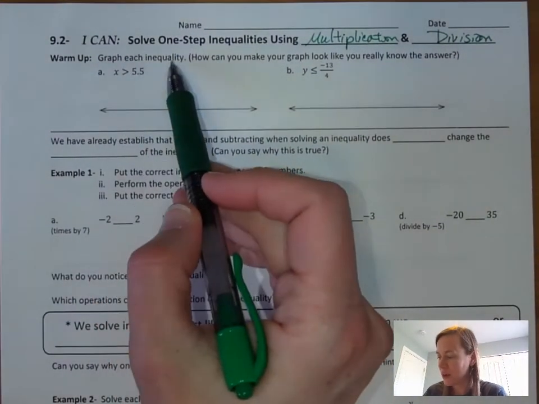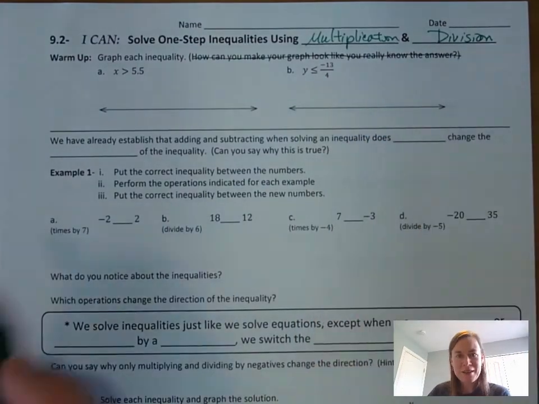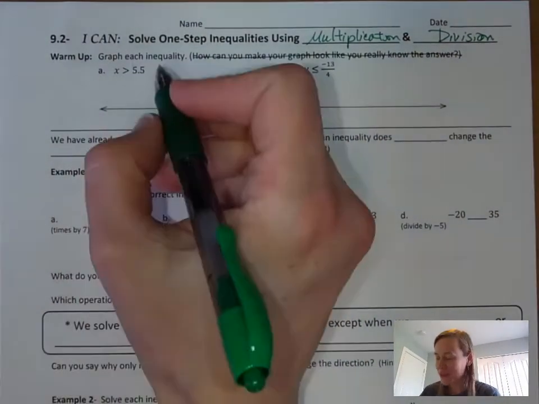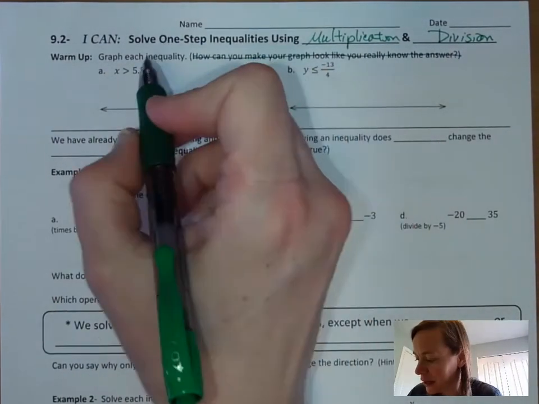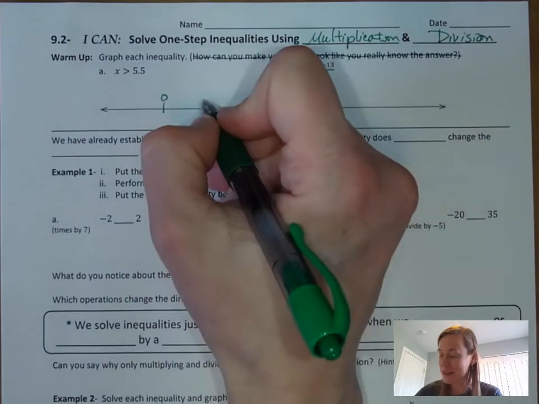It says graph each inequality. So we have x is greater than 5.5. First thing I'm going to do is put 0 on the number line, and then I'm going to write a 5.5. It's a positive number, so it's got to be somewhere over here to the right of the 0.